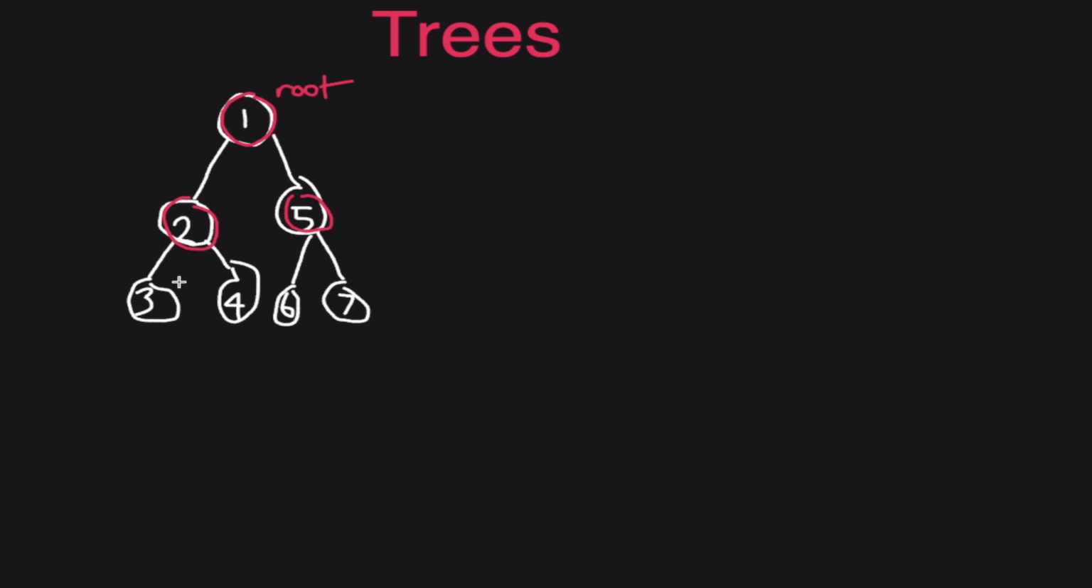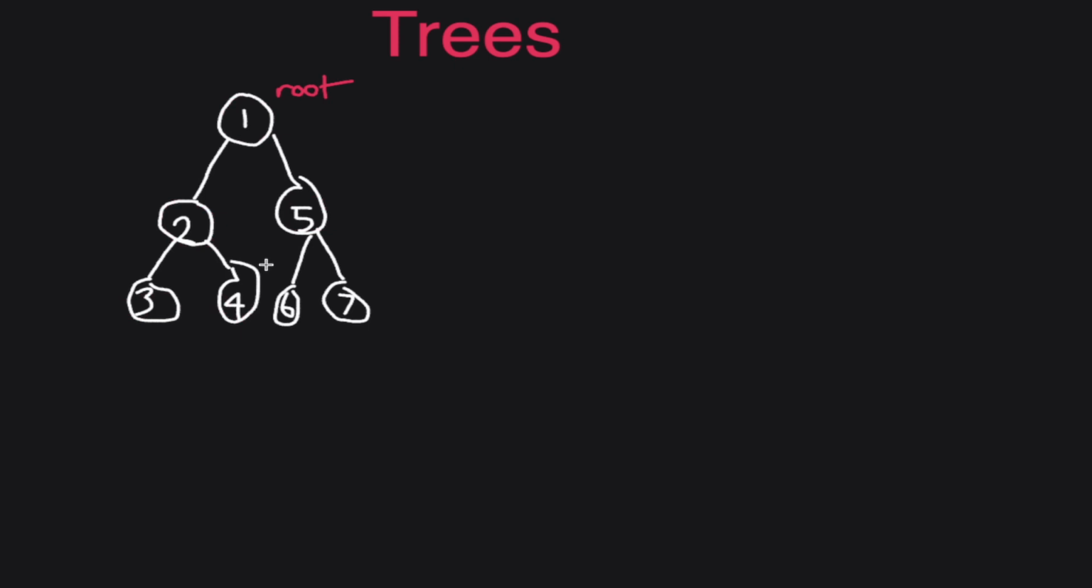So 2 is 3 and 4's parent. 3 and 4 have the grandparent 1. 1 has the grandchildren 3 and 4. 3 and 4 are related to each other because they're siblings of one another.